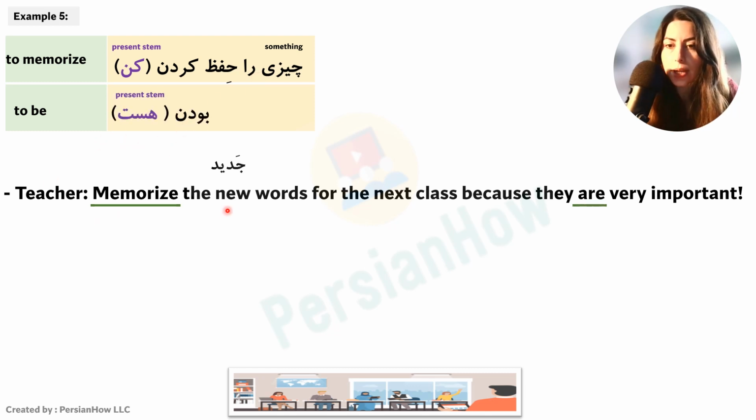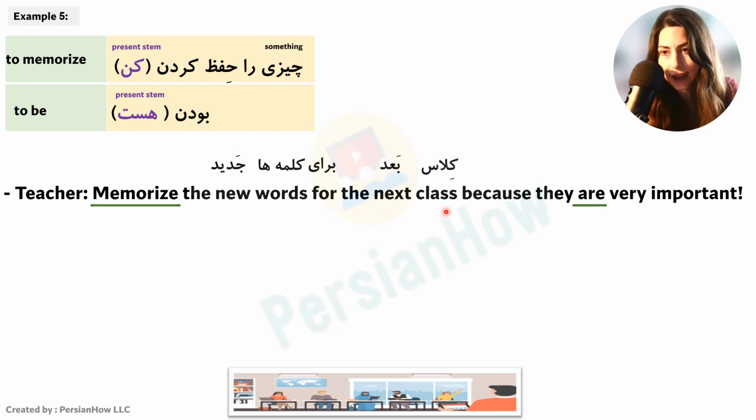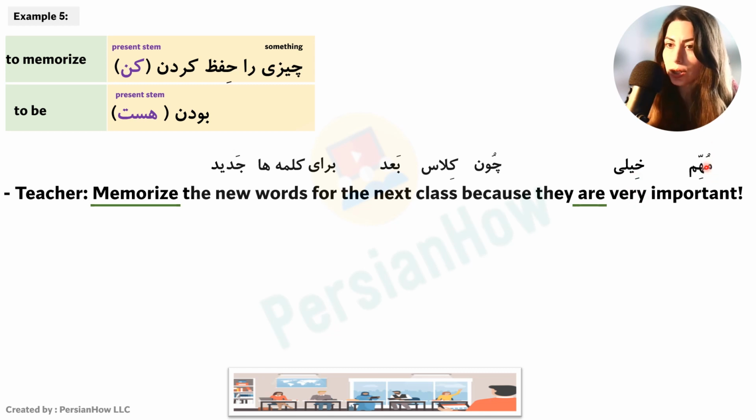Let's go over the vocab. New is جدید. Words کلمه ها. For is برای. Next is بعد. Class is کلاس. Because is چون. We write it as چون, but it's pronounced چون. Very is خیلی. Important is مهم. So we have another تشدید here.